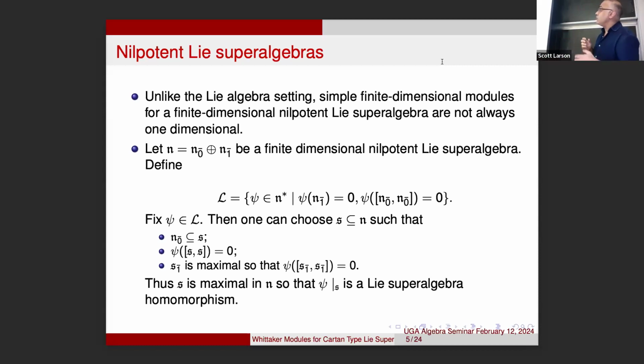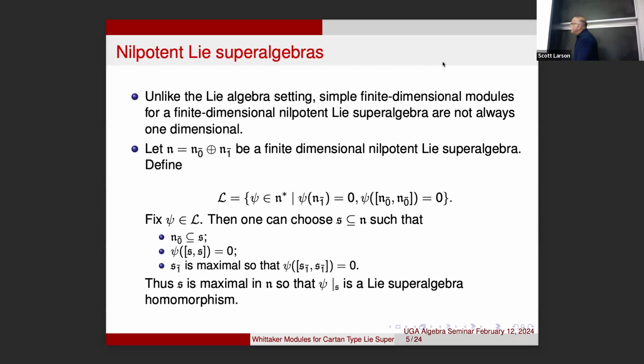Okay. And the classification: if you fix a nilpotent Lie superalgebra, then simple modules were classified by Mazorchuk and Katz for nilpotent finite dimensional Lie superalgebras. They are parameterized by this set, denoted by Y tilde L, the set of functions psi from N to C which are Lie superalgebra homomorphisms. We consider only even homomorphisms. Since C is assumed to be even, psi has to map the odd part to 0. And we also require this property.